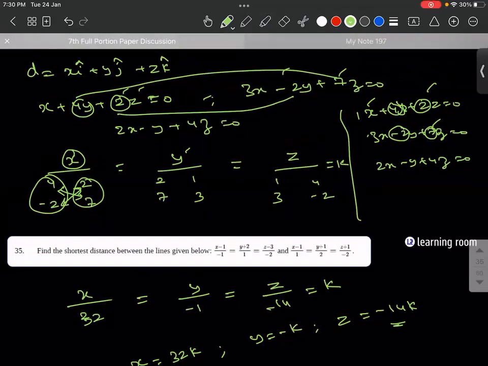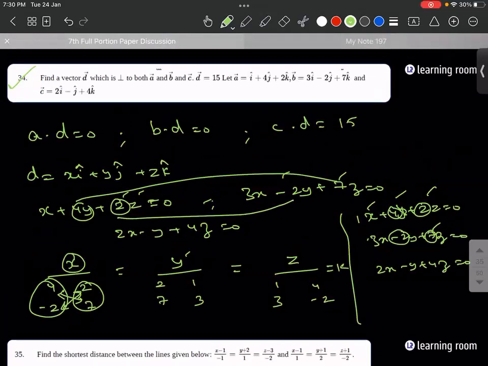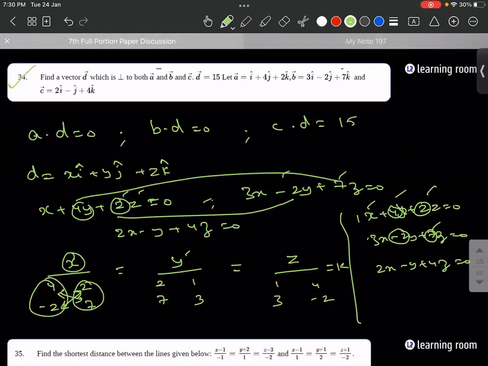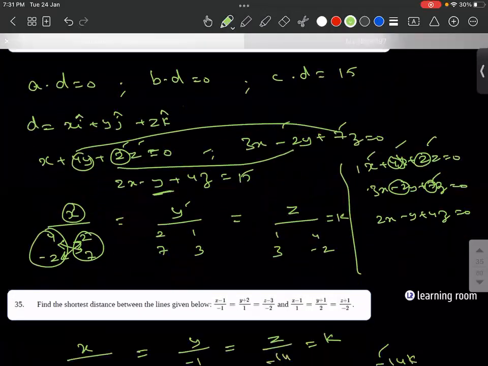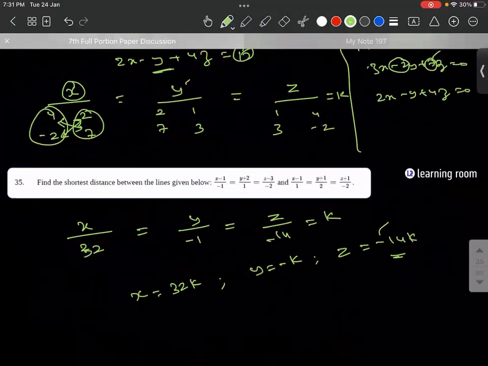Okay. Take this and substitute it in any one of the... Here you take this and substitute it back in the third equation, because here it is 15. So substitute this in the third equation. So what will you get?